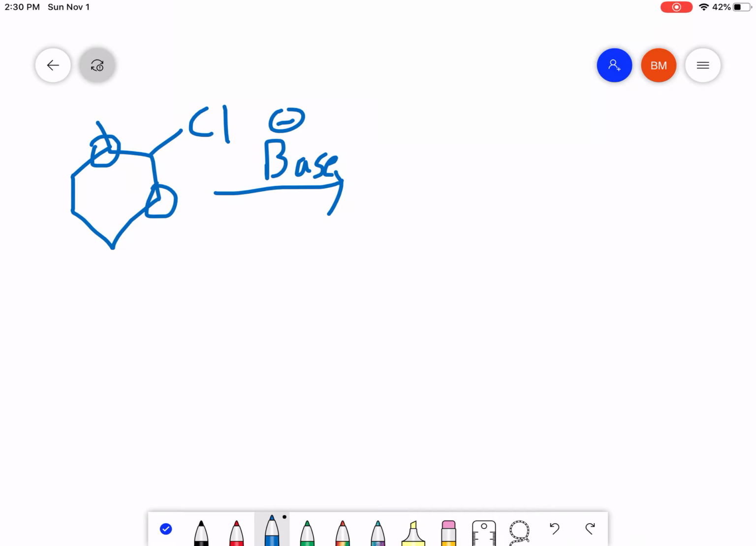So what that means here is you can actually get a mixture of alkene products. We could stick that double bond between those two carbons, or we could stick it between these two carbons. And guess what? You get both, right?